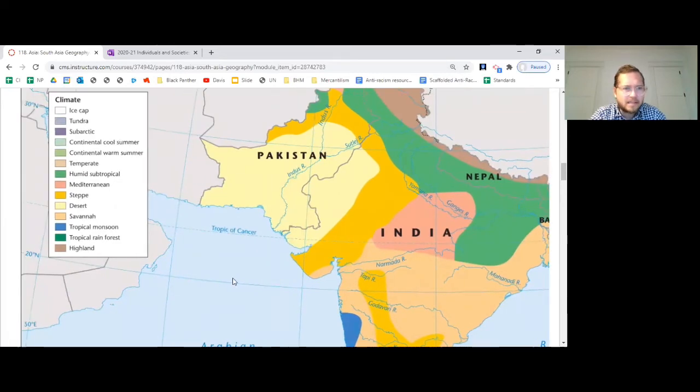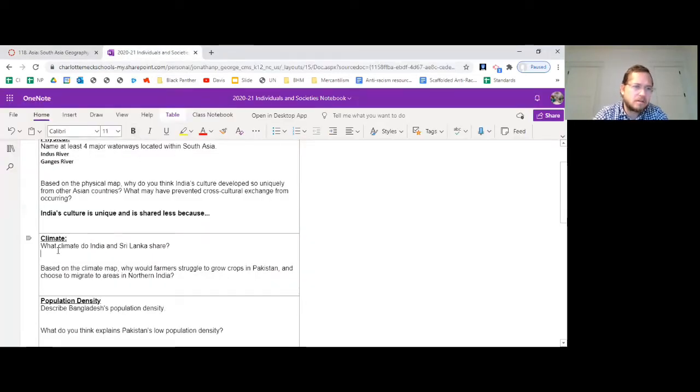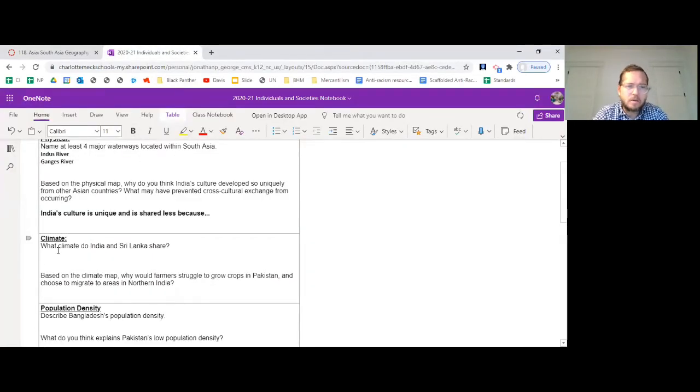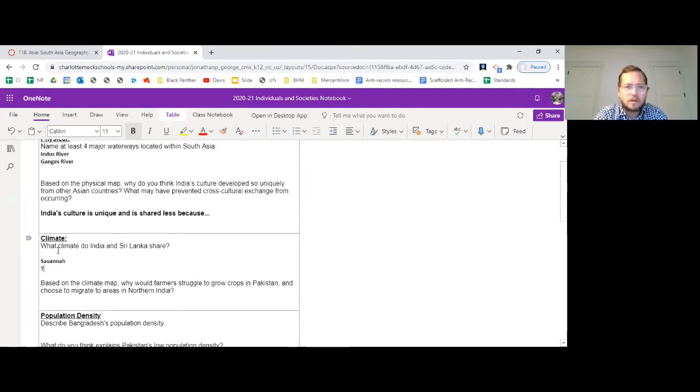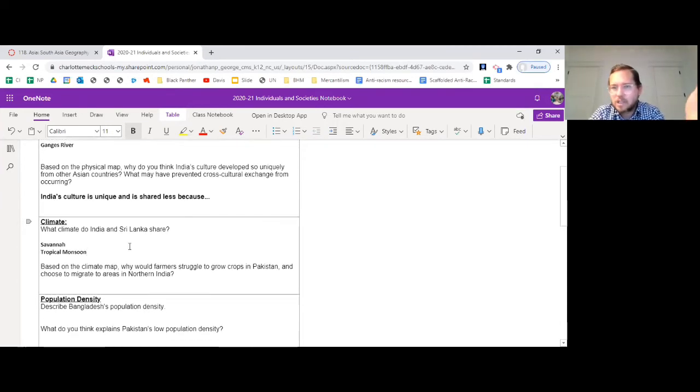Well, look over at Pakistan, that would be desert. And then a little bit darker, it's got to be savanna, right? So we would go, that's Sherman. Again, put it in bold: savanna and tropical monsoon. All right. Next question.